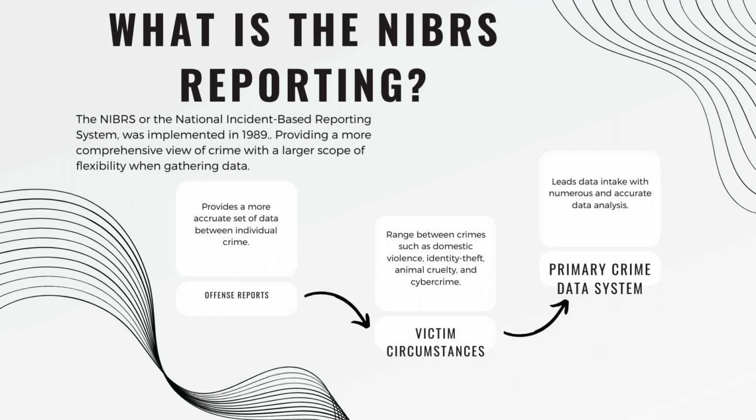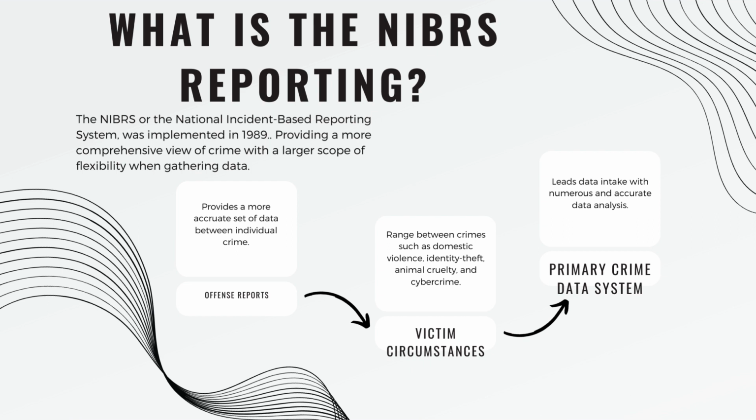Then there were victim circumstances. It ranged between crimes such as domestic violence, identity theft, animal cruelty, and cybercrime. Furthermore, there was not one crime they had to focus on due to a generalized area, rather they had more information that was adequate in funding different portions of crime.